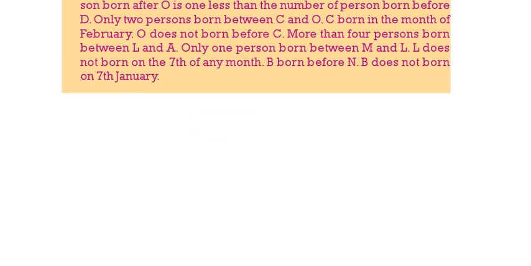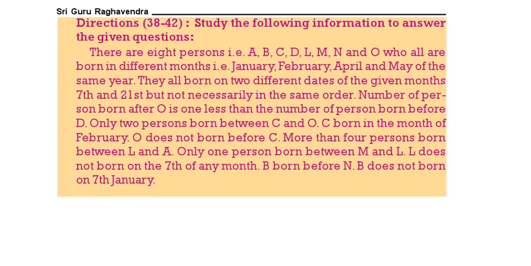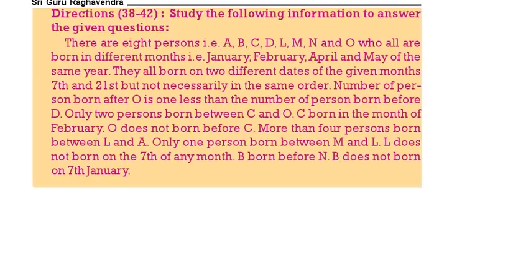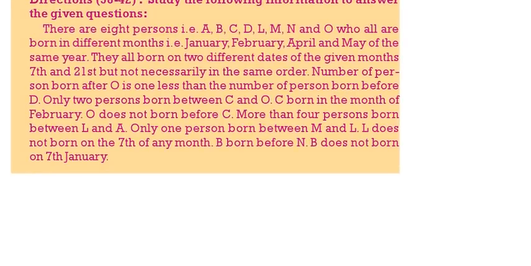Next, there are 8 persons A, B, C, D, L, M, N, O who are born in different months, that is January, February, April, May. They are all born on 2 different dates, that is 7th and 21st. The number of persons born after O is 1 less than the number of persons born before D. Only 2 persons are there between C and O. C was born in the month of February. O does not born before C.